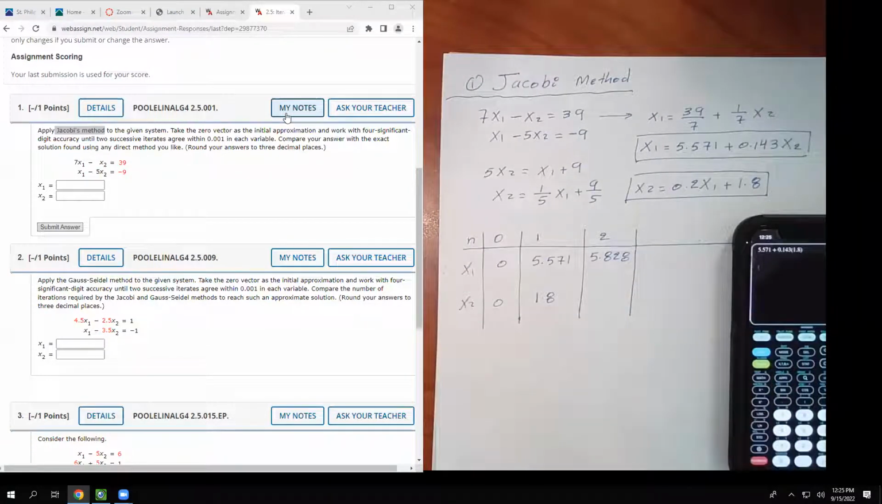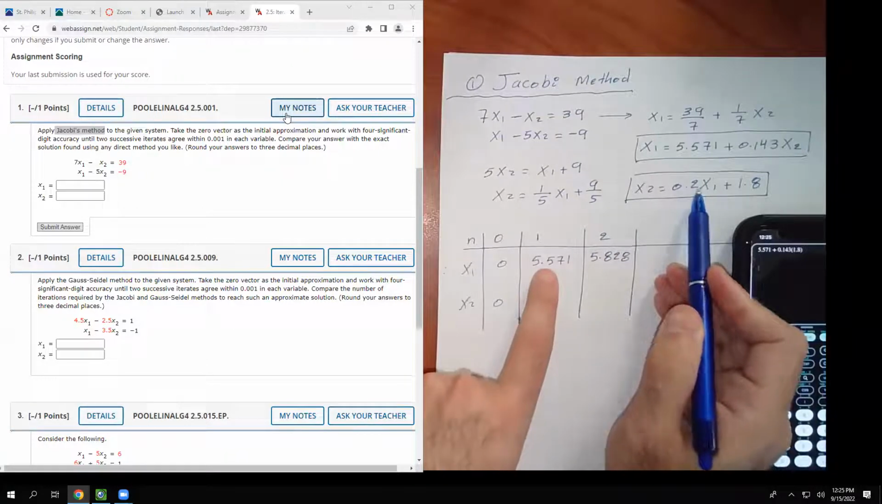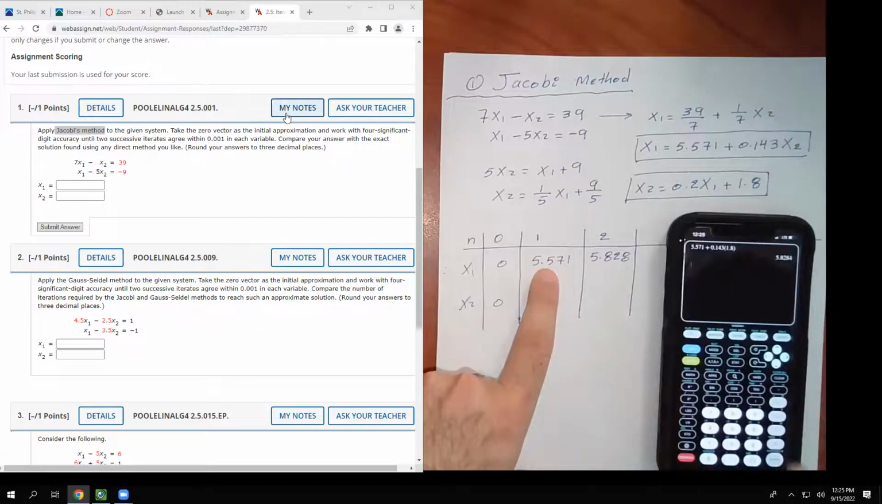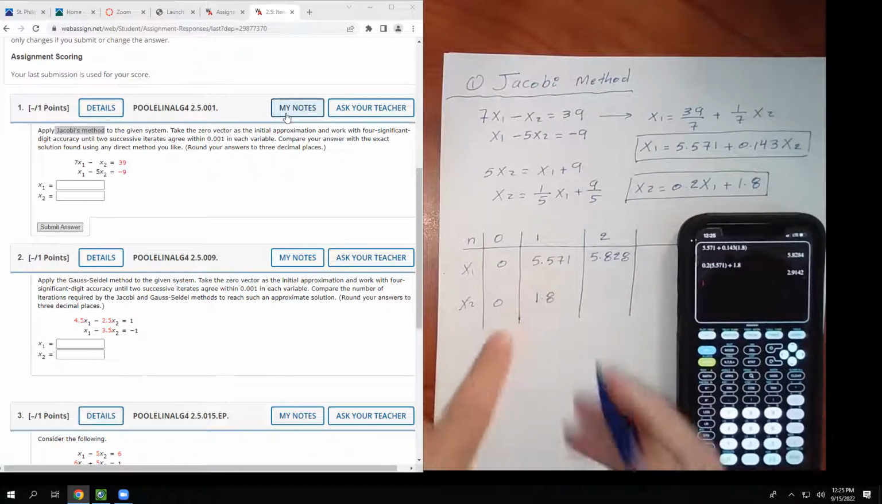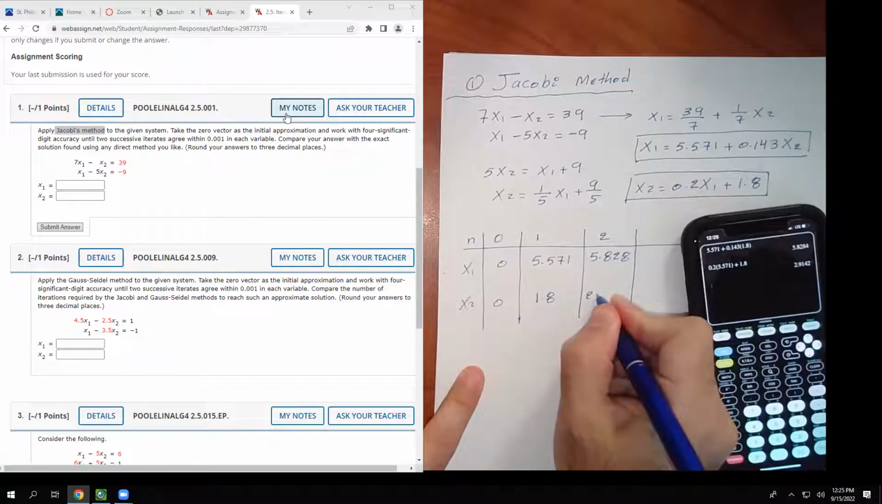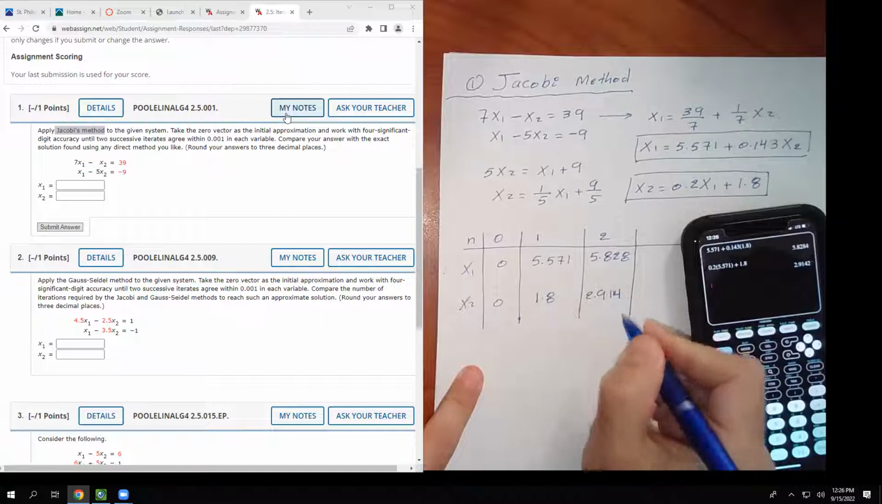Now we're going to converge to the exact solution. Now I need to find x2, so I'm going to use this function. I'm going to plug in x1 here. It's going to be 0.2 times x1, which is 5.571, plus 1.8. So it's going to be 2.9142, so 2.914. Just round to the small places.